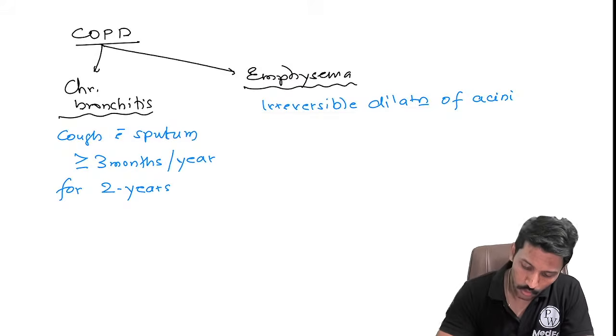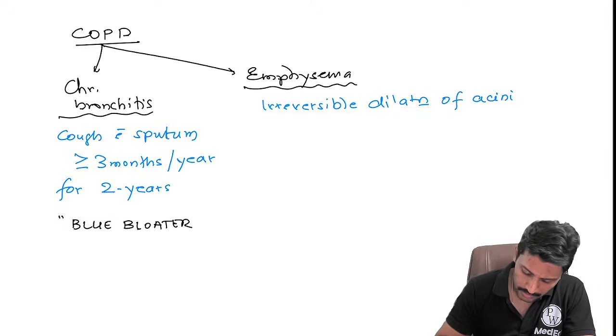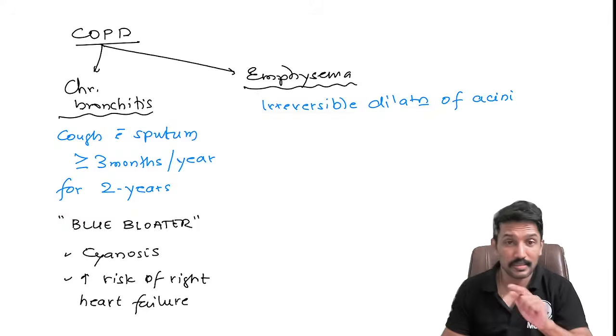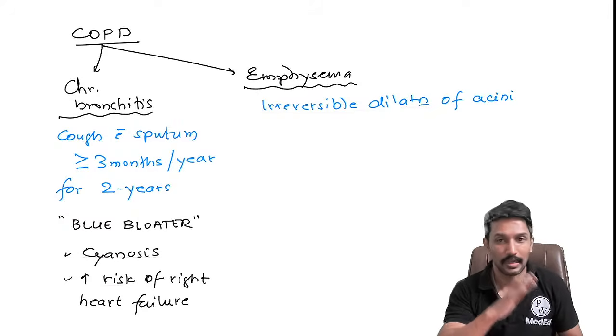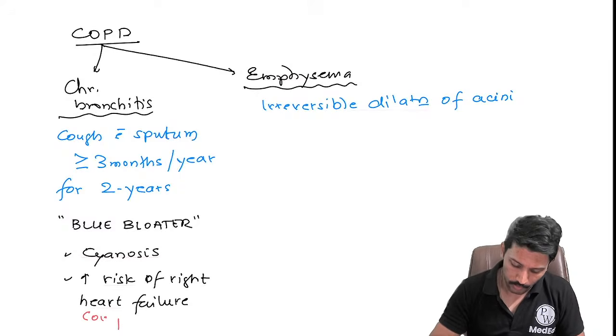Patients with chronic bronchitis are also called as blue bloaters. They are called as blue because they tend to develop cyanosis. Along with cough, they have cyanosis, and there is increased risk of right heart failure. And when right heart fails because of COPD, what do we call it as? A lung disease resulted in heart failure. We will call it as COR, means cardiac problem, but because of the pulmonary problem. So COR pulmonale.